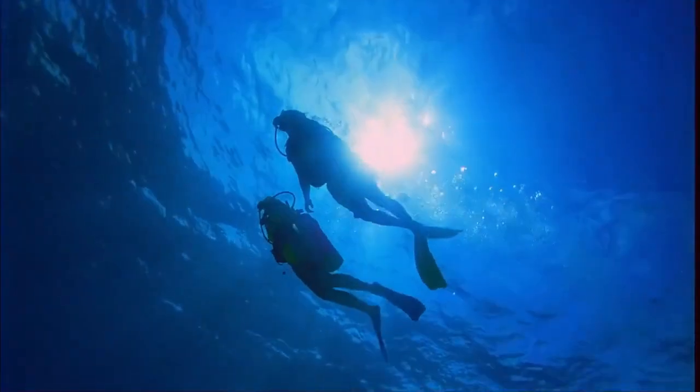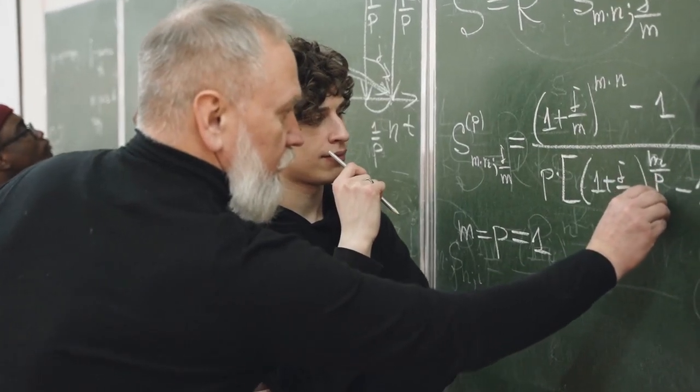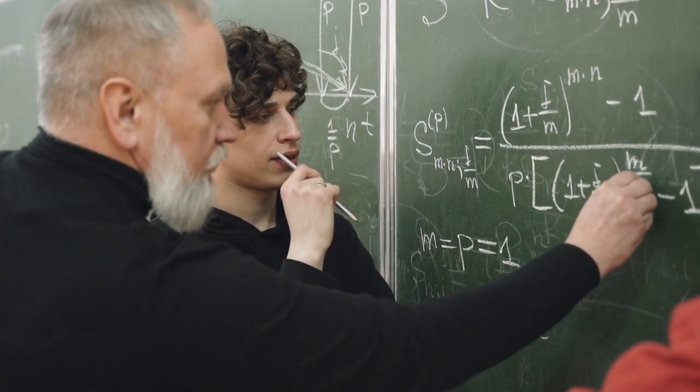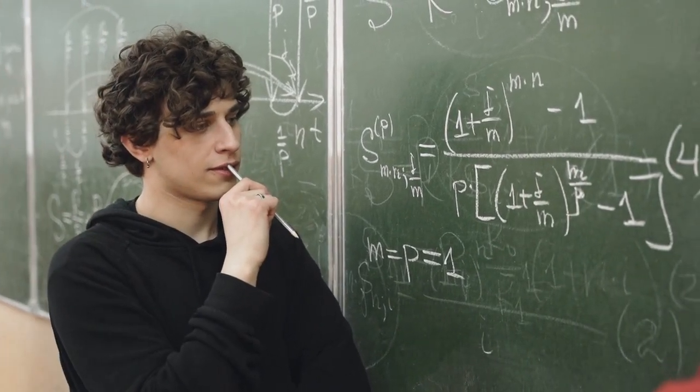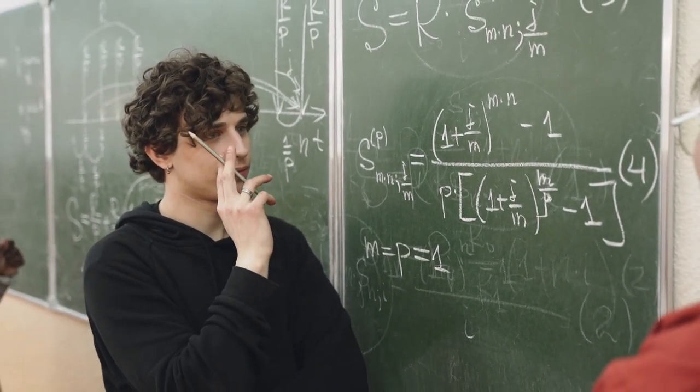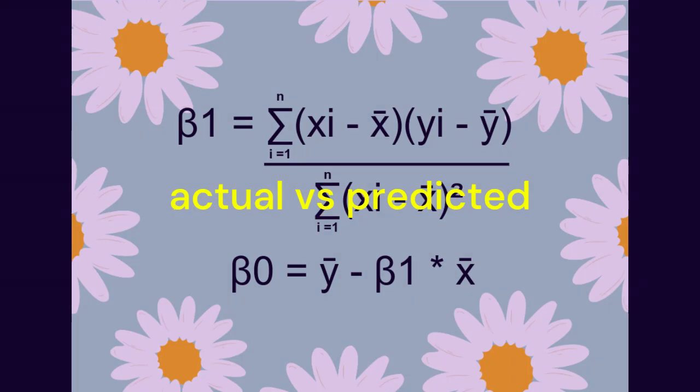All right, let's dive a little deeper into the math behind linear regression. The formulas for finding the slope B1 and intercept B0 are derived using calculus-based minimization techniques. But what does that actually mean? Simply put, these formulas aim to minimize the squared differences between the actual and predicted values.